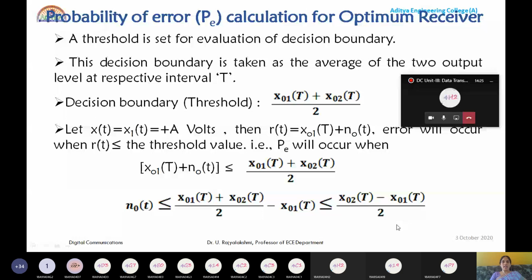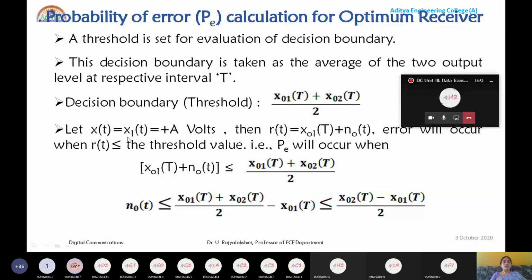We considered this as the lower decision boundary because, within the graph of the distribution function of N0 of t, which we defined as fX of N0, we have two decision boundaries constructed based on the threshold value. So one is N0 of t if it is less than or equal to X02 of t minus X01 of t divided by 2.